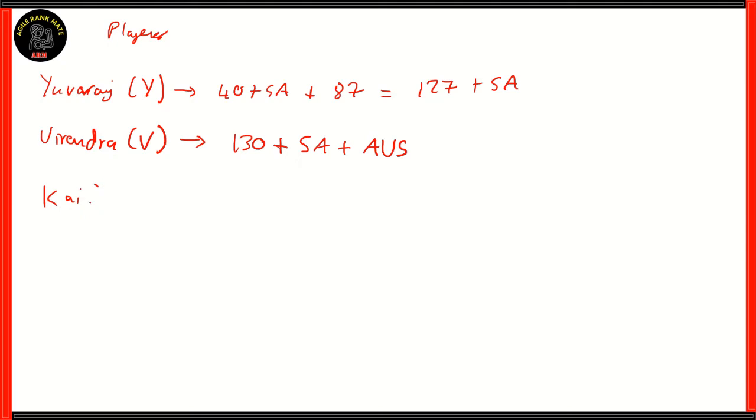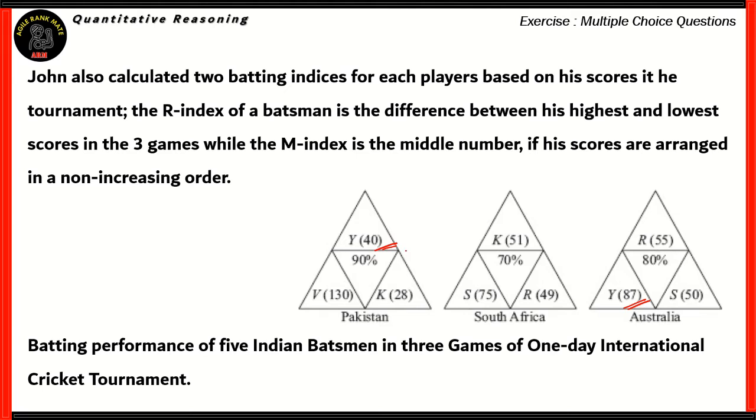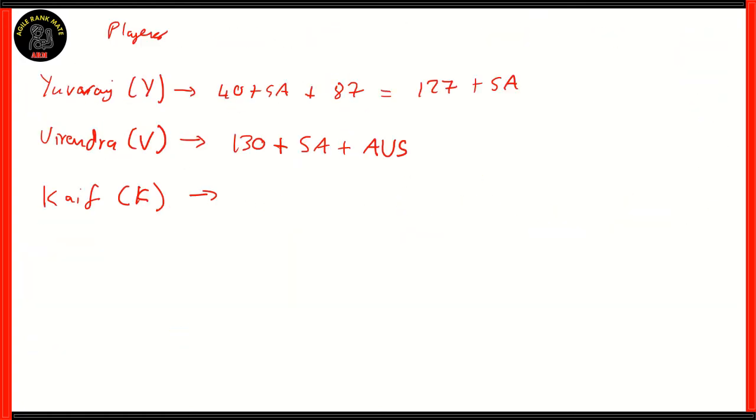The next batsman on the list is Kaif, who is K. Now the letter K represents Kaif, and as you can see, Kaif has scored 51 runs in the match against South Africa and 28 runs in the match against Pakistan. So Kaif's score reads as 28 plus 51 plus the match against Australia. Now 28 plus 51 gives a total of 79. So Kaif's total score across the three matches is 79 plus the runs he scored against Australia.